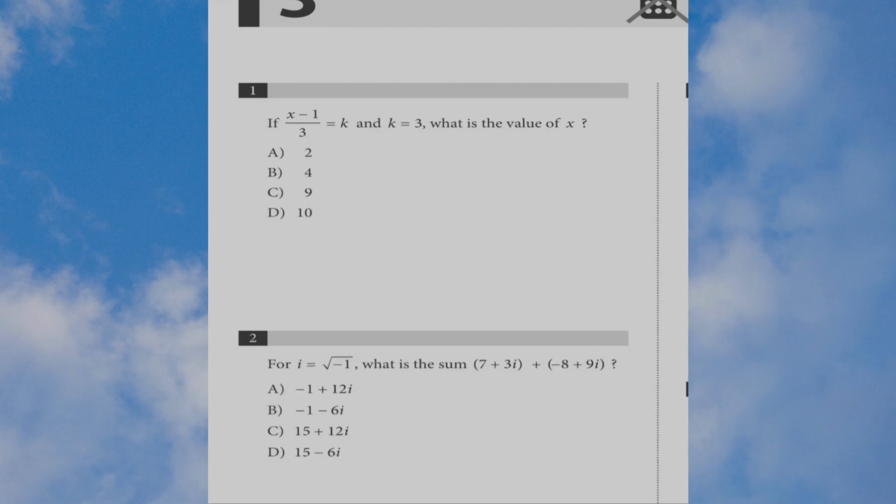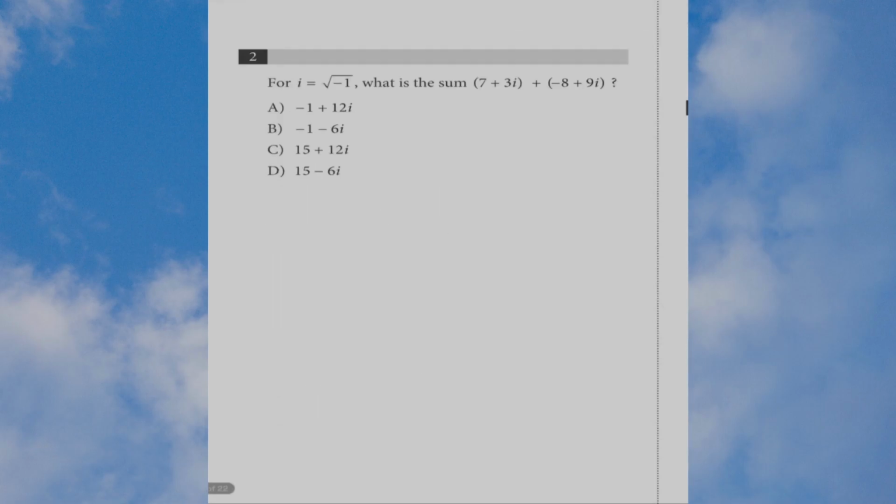So, here for problem 1 we have x minus 1 over 3 is equal to k, and k is equal to 3. From this we know we can immediately replace k with 3, so we have x minus 1 over 3 is equal to 3. And because x minus 1 is being divided by 3, we can balance out the equation by multiplying 3 on both sides, which gives us x minus 1 is equal to 9. Adding 1 on both sides gives us x is equal to 10. And therefore the answer is D.